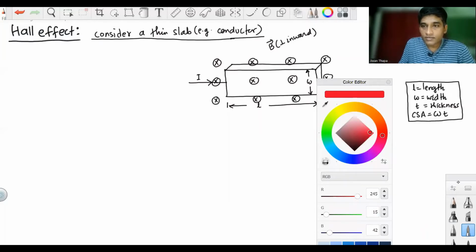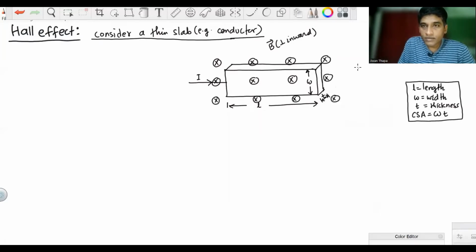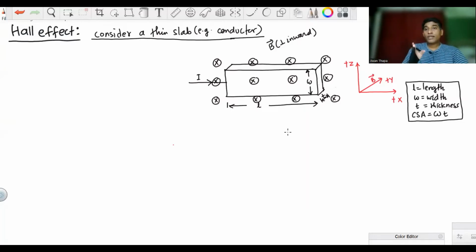Now, let us consider this, okay? The axis, okay? Coordinate axis. Let's say this is positive x. And let's say this is positive y. Okay, we have this positive y. And let's say this is positive z. And they are mutually perpendicular to each other. So what we find, magnetic field is acting along positive y direction. Clear?